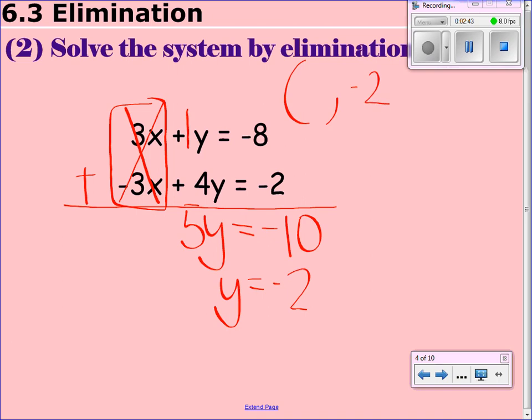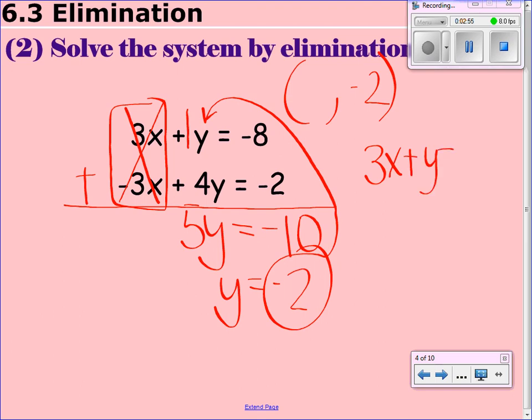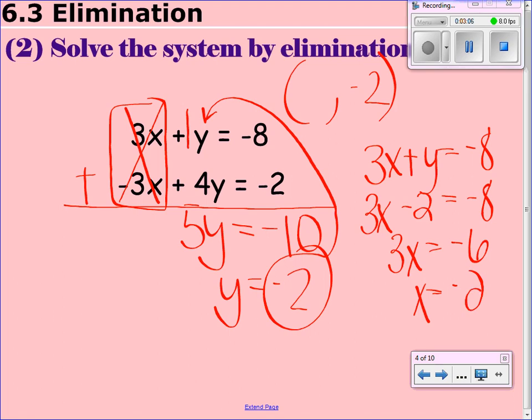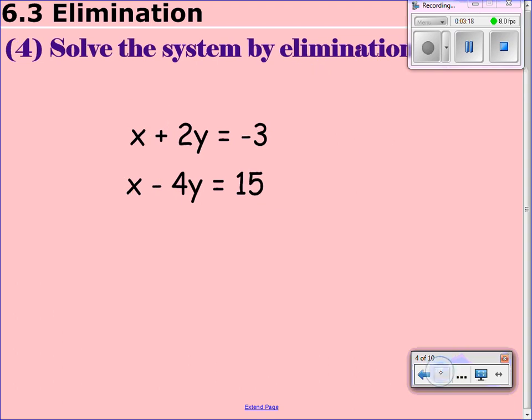So now we have to find our x coordinate. So what are we going to do with this negative 2? Plug it back into one of our original equations and solve for x. So let's do that. 3x minus 2 equals negative 8. 3x equals negative 6, so x is negative 2. So there's our answer, negative 2, negative 2. And of course, you can always double check by plugging your values back in for x and y and making sure the statements are true. Okay, I'm going to skip over to number 4.